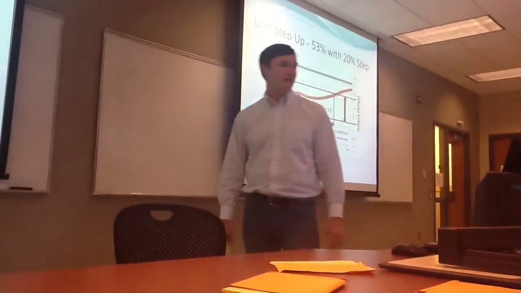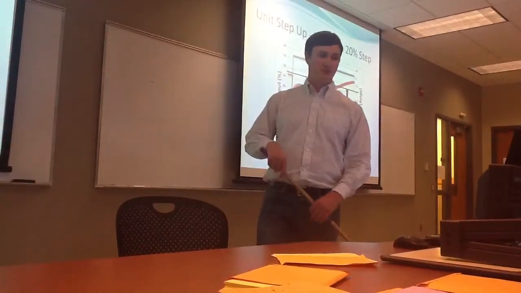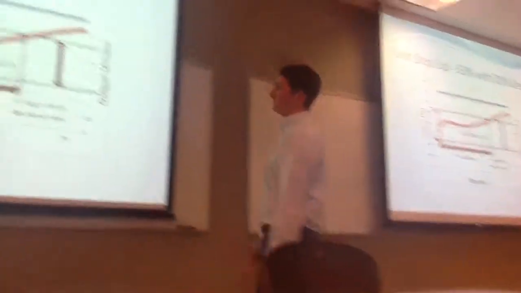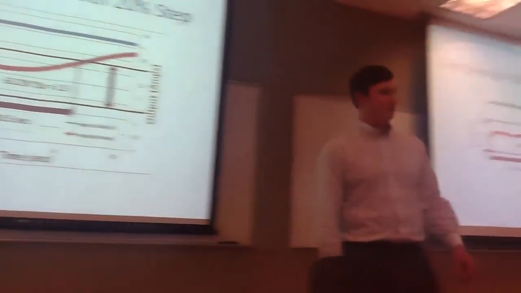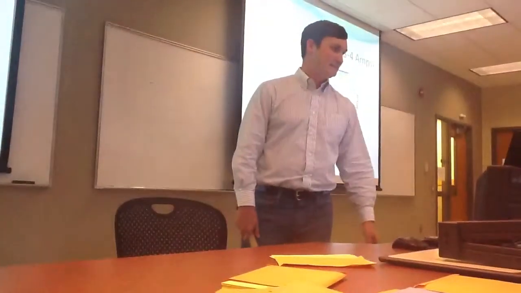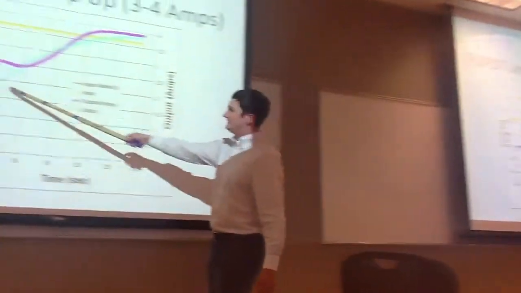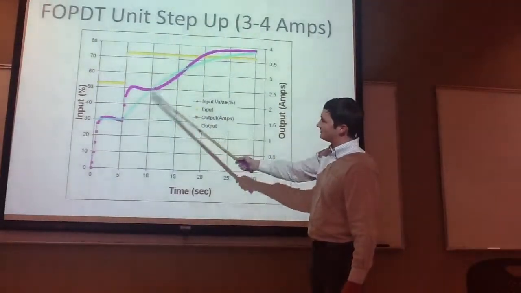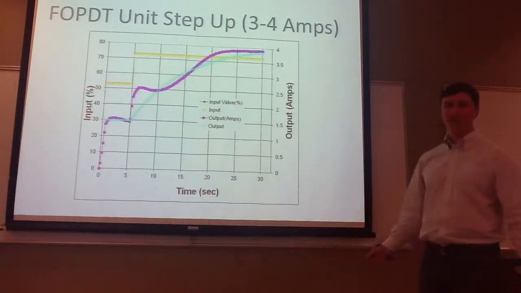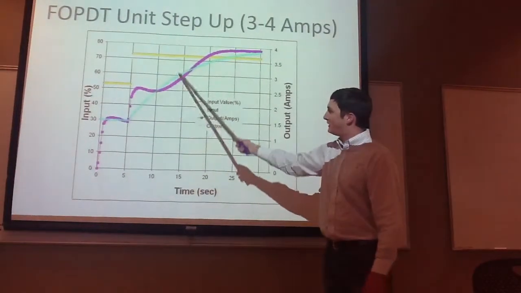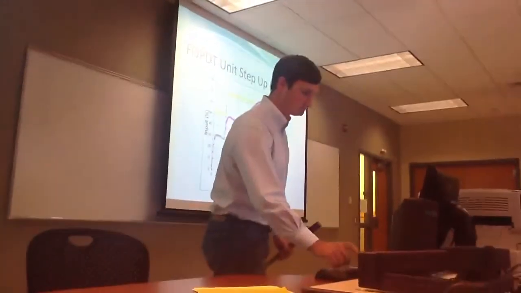On this next one, I had to zoom out a little bit to do the 63.2% times my delta C to get my time constant, which was extremely large, of 10.5 seconds. This is my FOPDT of my unit step up, and you can see that this graph shows that it doesn't really follow my actual experimental output, and I think it might be due to the fact that there is this dip right here. And that kind of threw everything off just a little bit.